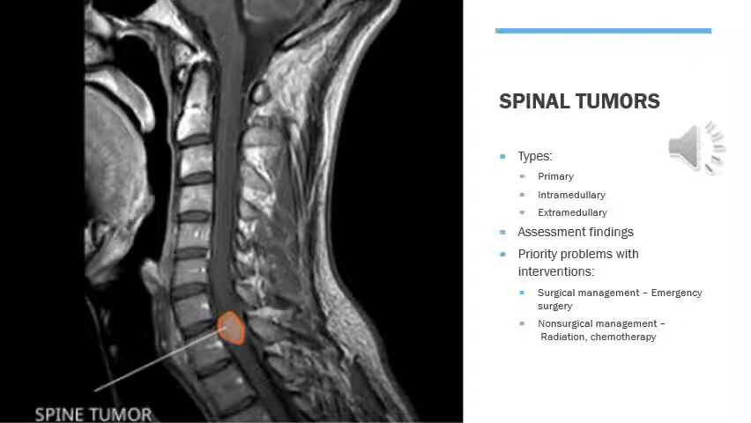Priority problems with the interventions include surgical management, emergency surgery to remove the tumor, or non-surgical management, radiation and chemotherapy to shrink the tumor. Symptoms will be pain in the back, headache, loss of sensation, decreased mobility, or loss of bladder and bowel function.